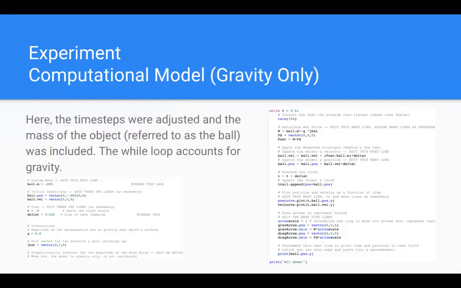So for the experiment where we used the computational method only using gravity, the time steps were slightly adjusted to include the mass of the object, which is referred to as the ball for simplicity, and that is to the bottom left corner. And then to the right, we can see that the while loop accounts just for gravity.